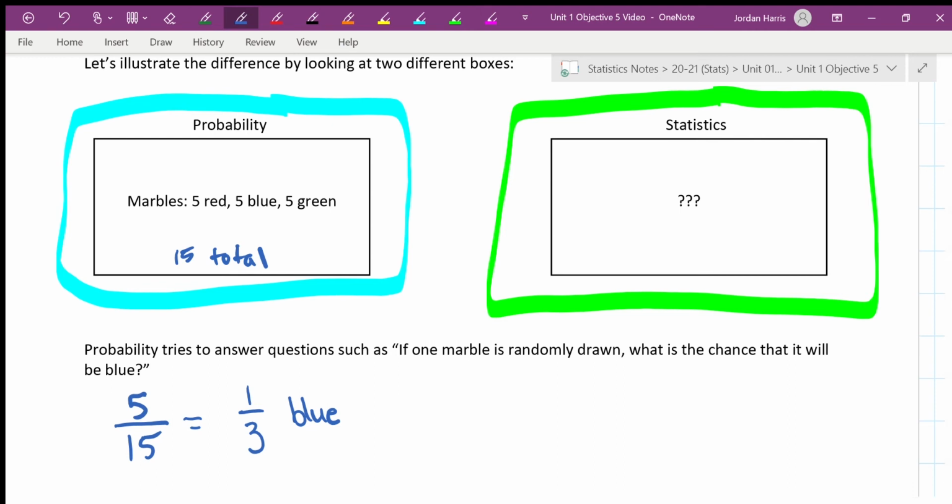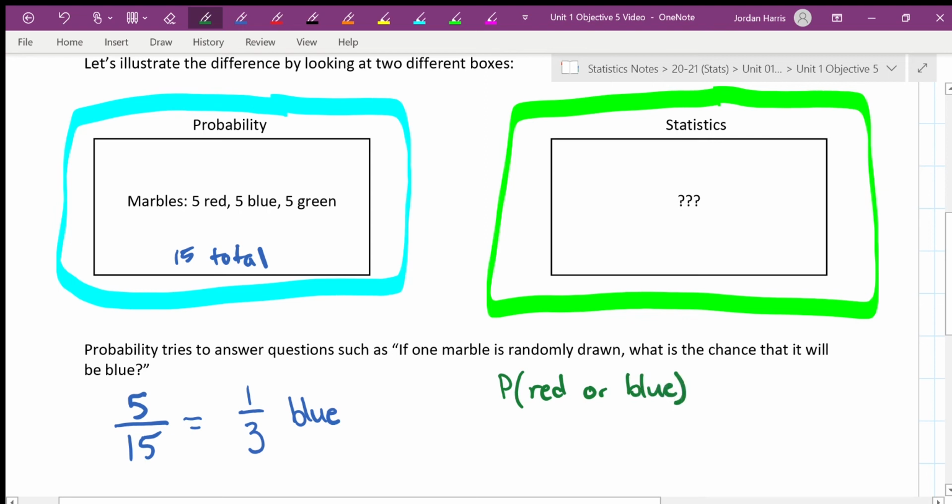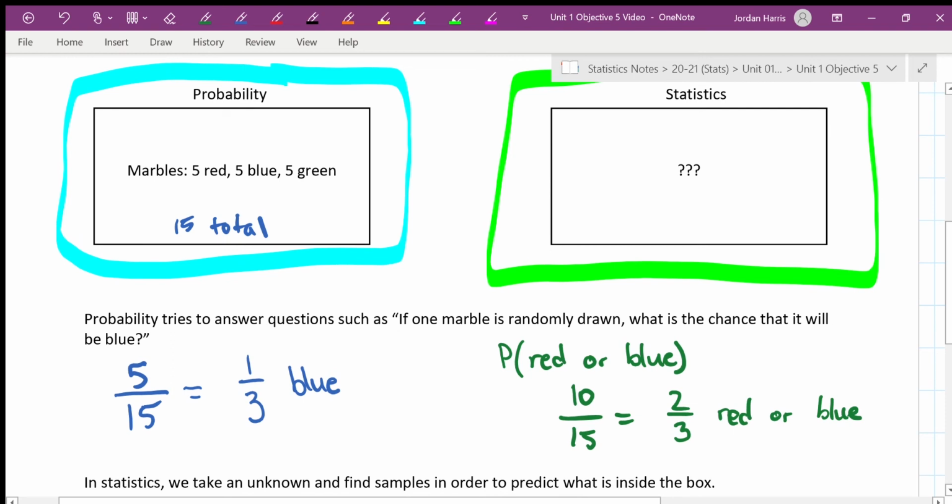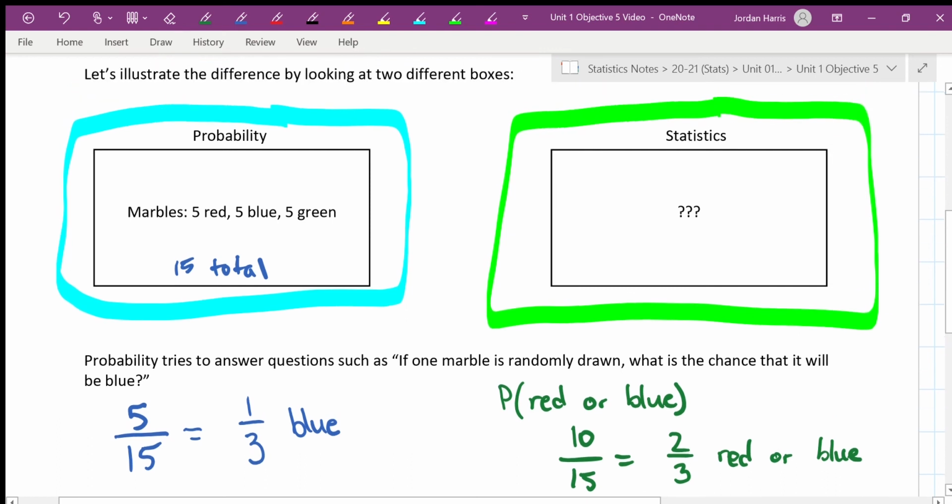What if I ask the question, what is the probability that it is either red or blue? I have 5 red and 5 blue, so that would be 10 out of the 15, which is a 2/3 chance of getting red or blue. That's another law: we can combine things to get the probability of both. We're going to spend a lot of time on probability this semester, and we'll go through what specifically that law is.